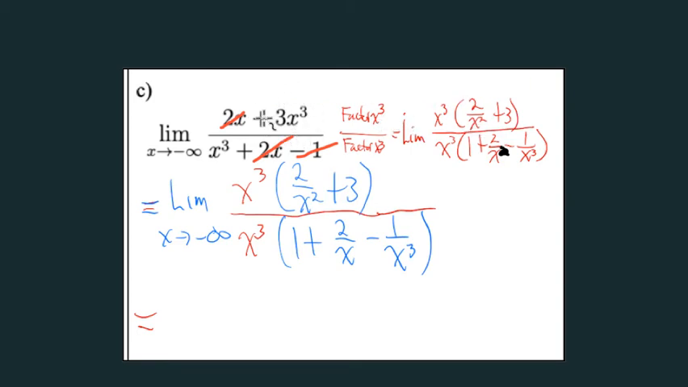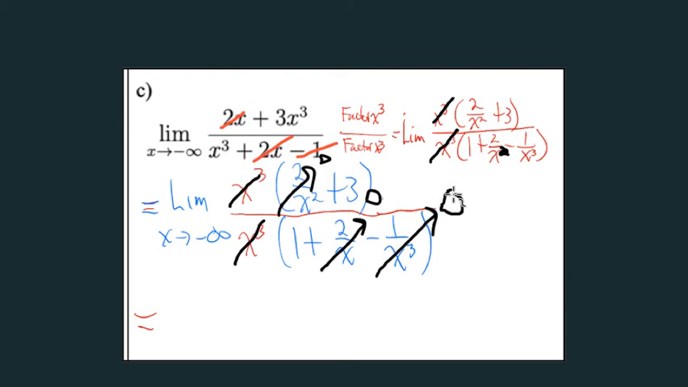X cubed out of 3x cubed, factored out, is just this 3 here. So now x cubed divided by x cubed is 1. Going down to the next line, we can see that x cubed divided by x cubed is 1. 2 over negative infinity squared is basically 0. 2 divided by negative infinity, again, is 0. 1 over negative infinity cubed, 1 over a billion, billion, billion, is 0.